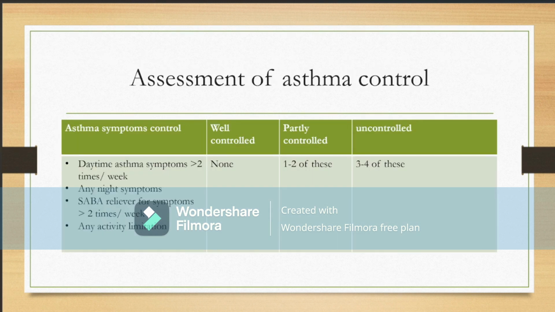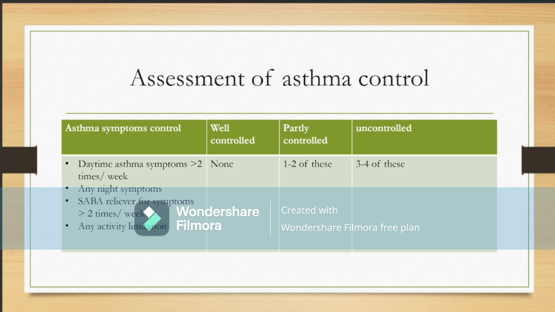After giving the treatment, we have to assess whether the patient is controlled by the treatment or not. That means, does the treatment we have given control the asthma of the patient or not? So assessment of asthma control is done taking four parameters. First parameter is daytime symptoms present more than 2 times per week. Second, any night symptoms present or not. Third, short acting bronchodilator taken more than 2 times per week to relieve the symptoms. Fourth, any limitation of day-to-day activity.